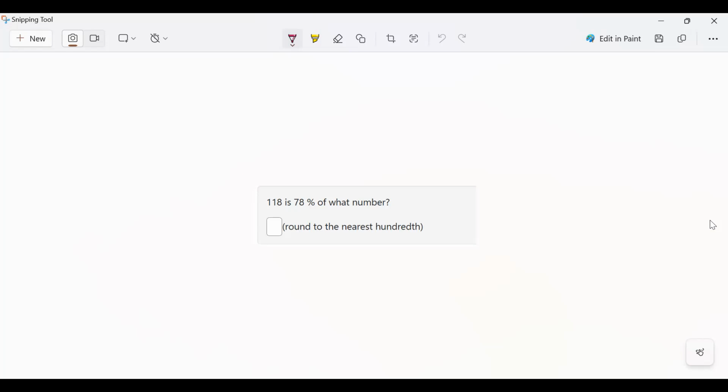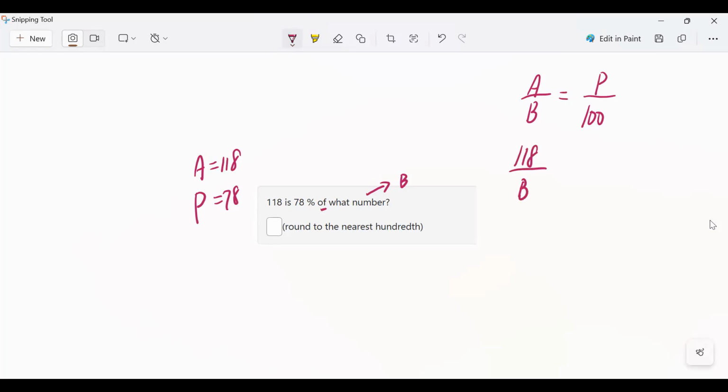Let's go over the solution. So we are looking for the base. Right next to of is the base. And so this is the amount, right? Amount is 118. And then percent P is 78. So A over B equals P over 100, percent over 100. So A is 118 over base. That's what we're looking for. Percent is 78 over 100. So right here we get 78 times B, 78B, equal to 118 times 100.